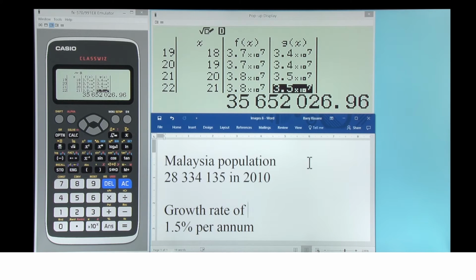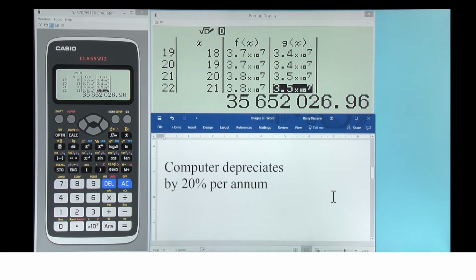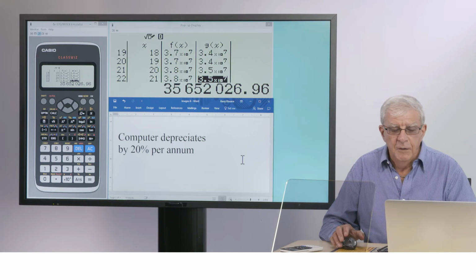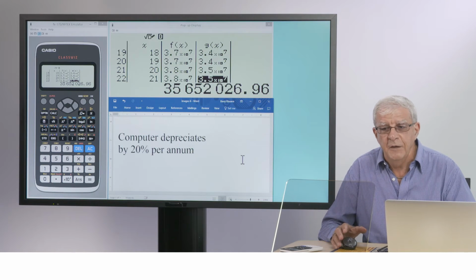Radioactive decay is one example. Another example is depreciation, where the value of something declines each year. Let's consider briefly an example of depreciation. Computers are examples of things that depreciate quickly in value. Suppose that your computer depreciates by 20% per annum. So a computer purchased for $1,000 is assumed to decline in value by 20% each year. That is, each year it is worth only 80% of what it was worth the previous year.